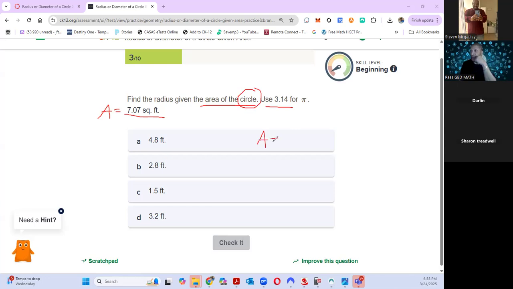Area equals pi r squared, correct? The first thing I would ask you is, when you look at this formula, how can I get r by itself? What term do I need to get rid of first to try to get r by itself?